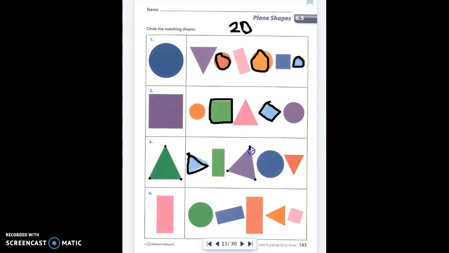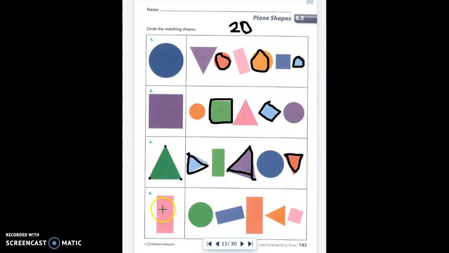Look, I'm going to connect my corners. And what do I get? I get a triangle. Here's another triangle. 3 sides. Okay? All these triangles are facing different directions. They're angled different ways, but they're still triangles.